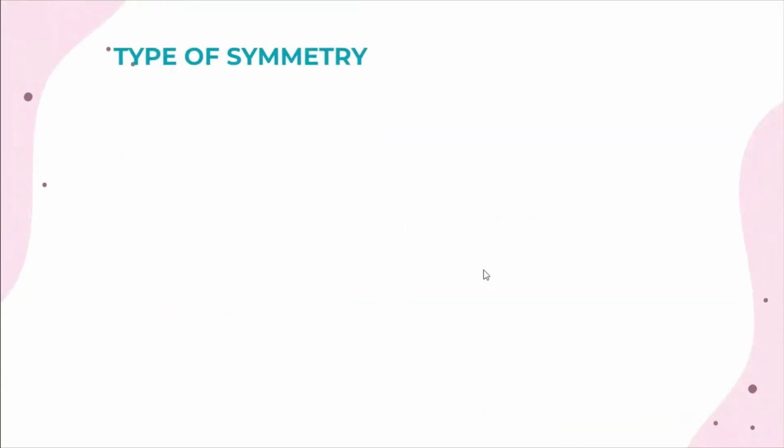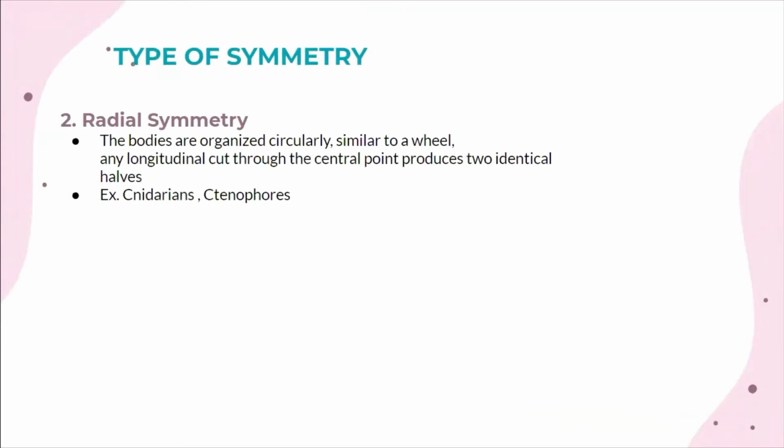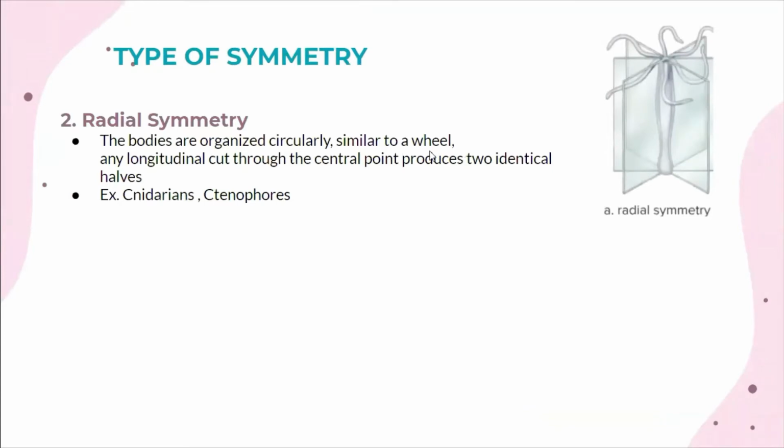Second, we have radial symmetry. For these animals, their bodies are organized circularly, similar to a wheel, and a longitudinal cut through the center point produces two identical halves, for example, cnidarians and ctenophores. If you look at the diagram, if you give it a cut through like this, then we're going to have the same side from this side and this side. The same will happen for each cut through. And thus we have radial symmetry.